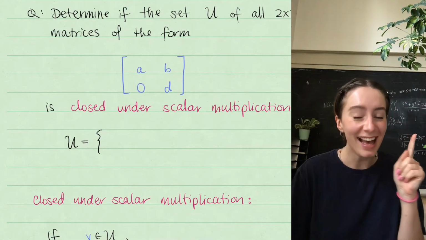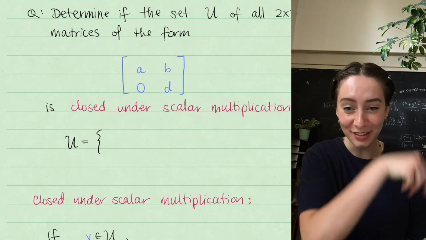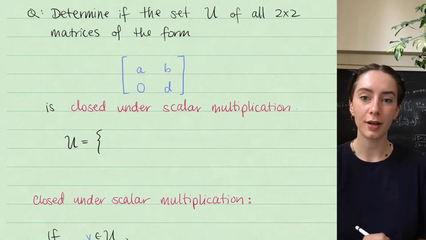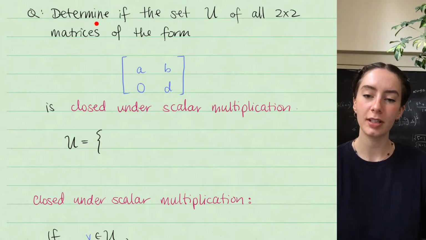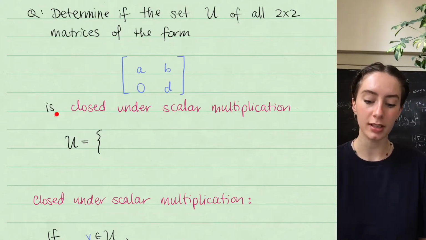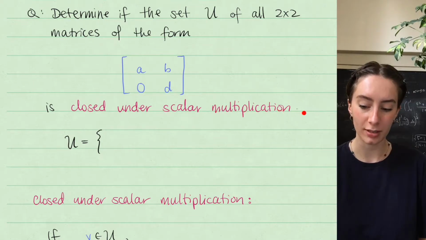Multiplication. Yay! The set U. Got it? Okay, so our linear algebra question for today is to determine if the set U of all 2x2 matrices of the form A, B, 0, D is closed under scalar multiplication.